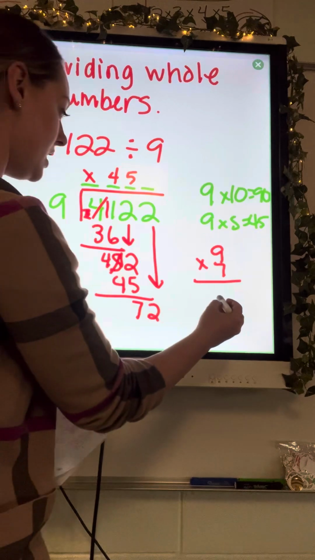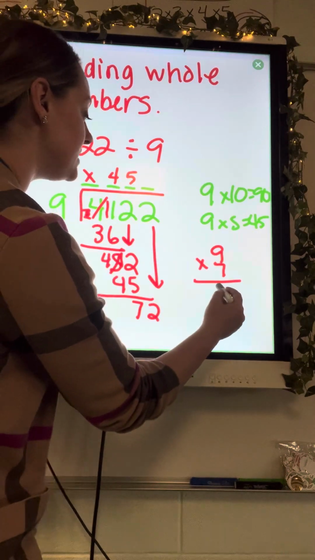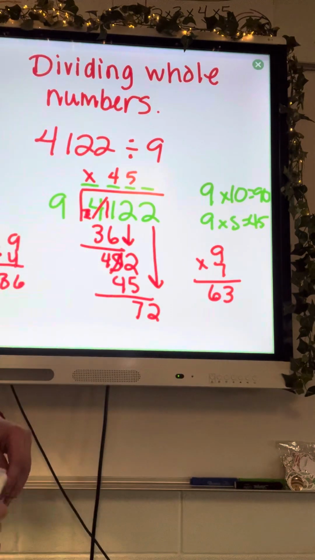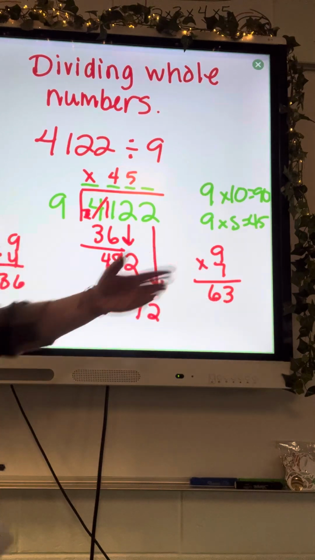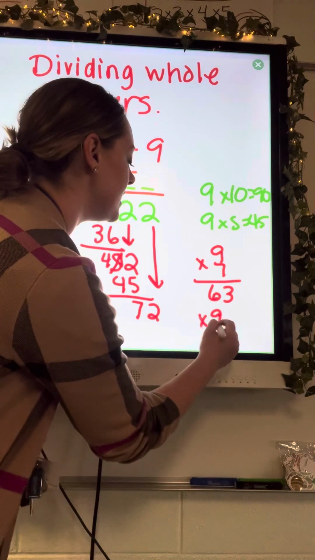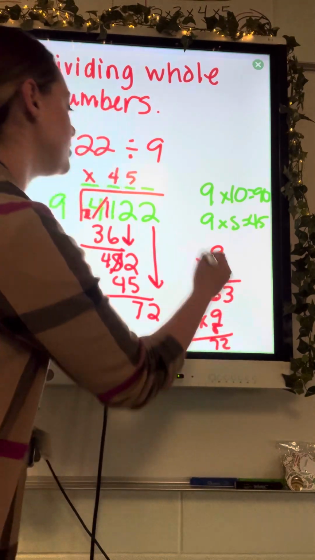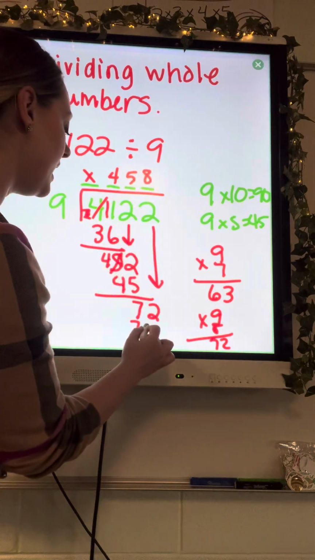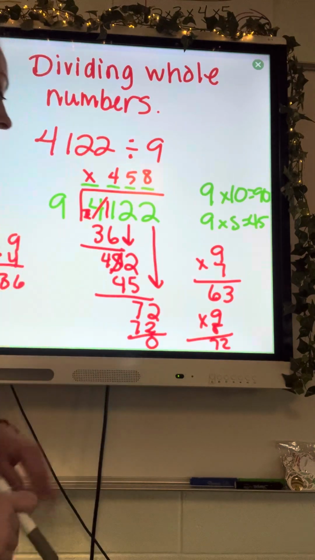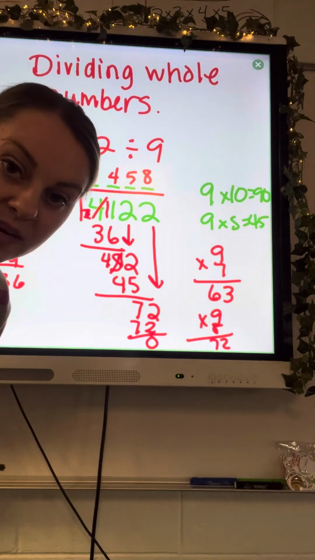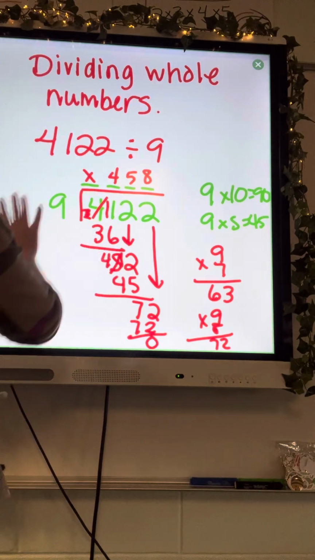In this case, we have 9 times 7, is, wow, I'm having a whole moment right here. 9 times 7 is 63. Do you think it could fit one more time? Let's try it. 9 times 8, and 9 times 8 actually is 72. I get a remainder of 0, which means my answer is done. All right, so that is that one.